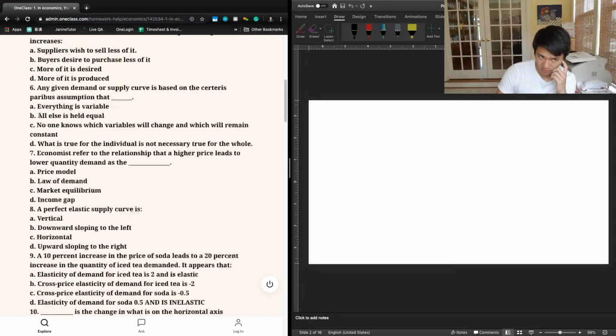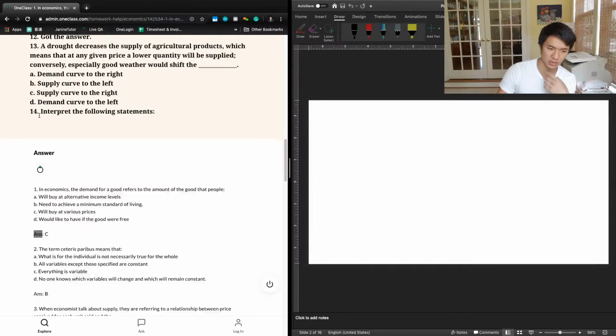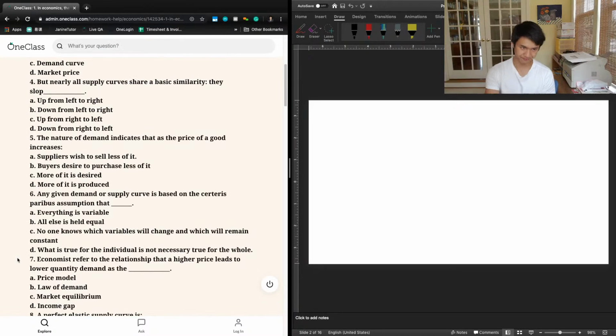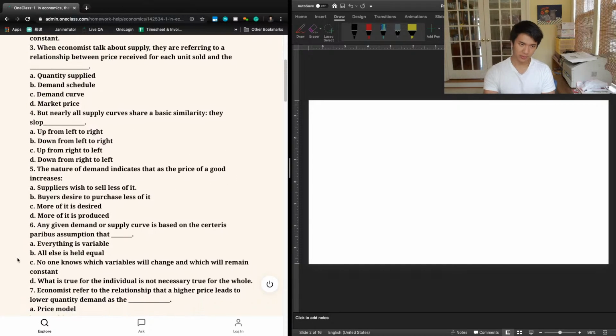And so let's take a look at the correct answer choice, or the answer choice the previous tutor picked. And they picked B as well, which is great. Okay, let's move on to question number 3.